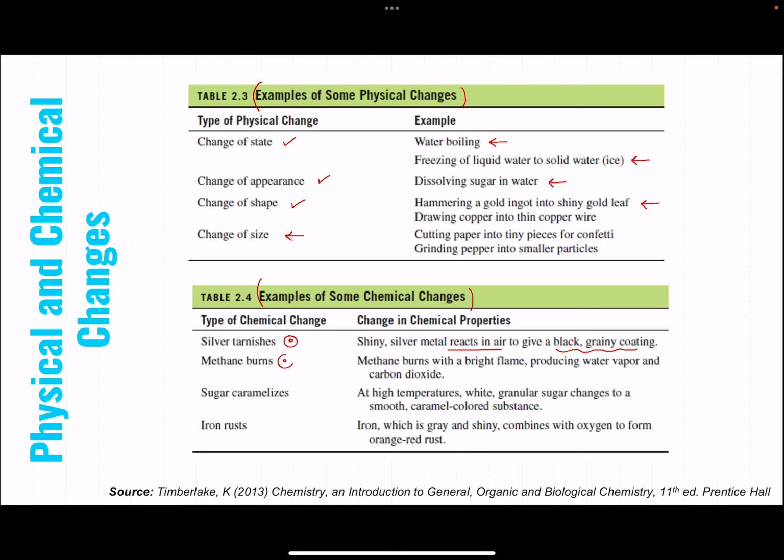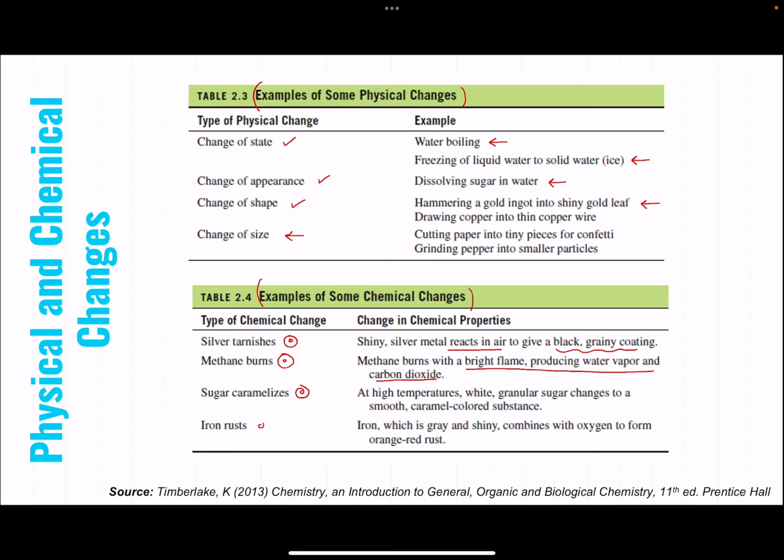Methane burns. This is what we see in camping trips when you are burning methane for your boiler or something like that. It's a bright flame producing water vapor and carbon dioxide. Sugar caramelizes. So that's when we burn sugar in our stove in order to go from sugar to caramel.